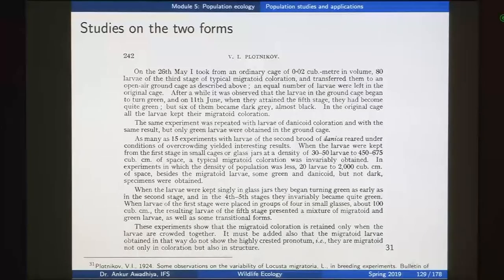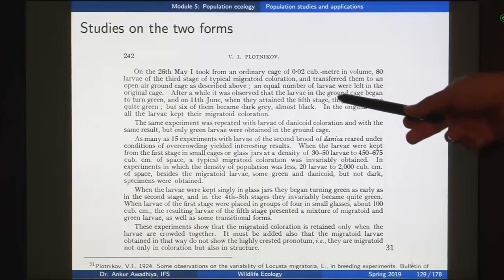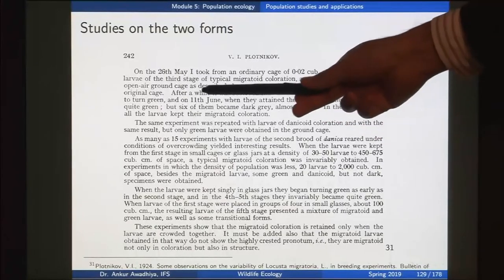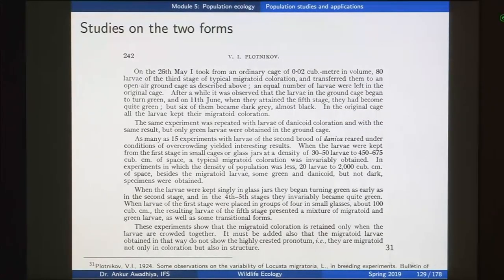He describes the cage, which is not very important, but then he says that after a while it was observed that the larvae in the ground cage began to turn green, and on the 11th of June they attained the fifth stage, they had become quite green, but six of them became dark grey, almost black. In the original cage, all the larvae kept their migratoid coloration. So, essentially when you are keeping these larvae in different densities, you are seeing that there are some larvae that are changing their colors.